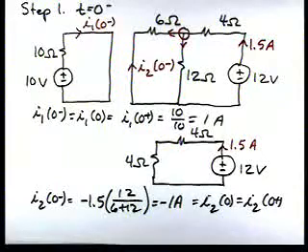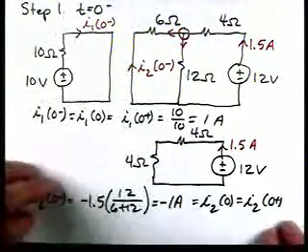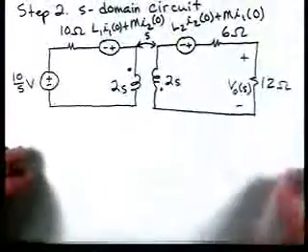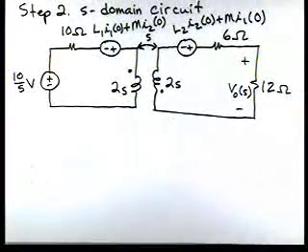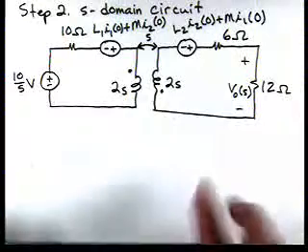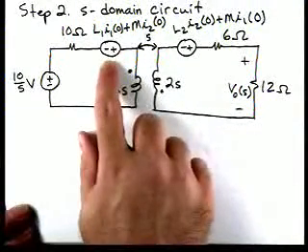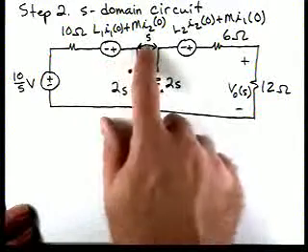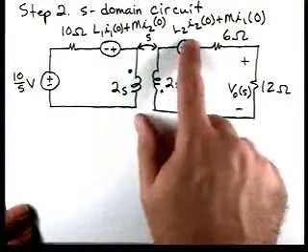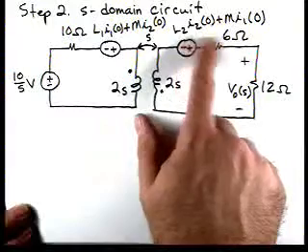Next step in our strategy says draw the S-domain circuit. So here's our S-domain circuit. Here are the initial conditions. The one on this side is L1 I1 of 0 plus M I2 of 0. The one over here is L2 I2 of 0 plus M I1 of 0.